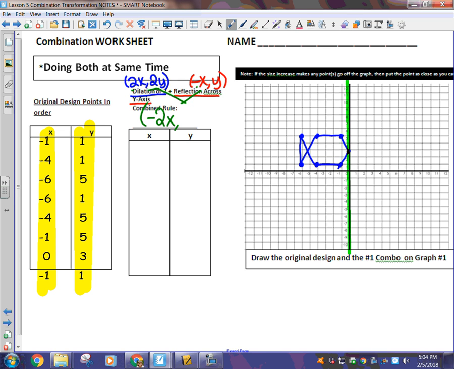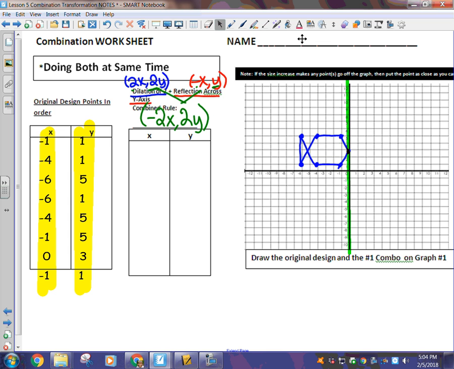As far as y's go, the y's stay the same in the reflection, but the first rule tells me to double it, so I'm going to make sure that I double it. So my combined rule that should accomplish this in one step is -2x, comma, positive 2y.